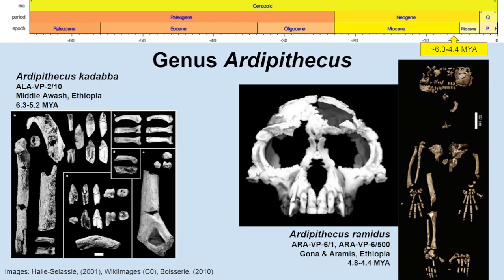But thanks to the specimen Ardi, which is shown here at the far right with a reconstructed skull, and the 15-year study from the team led by Tim White, this is the most well-known of the early hominins and the one that can give us the most information right now about how the first hominins differed from earlier apes.